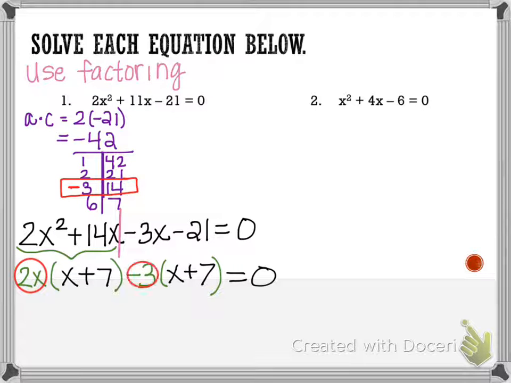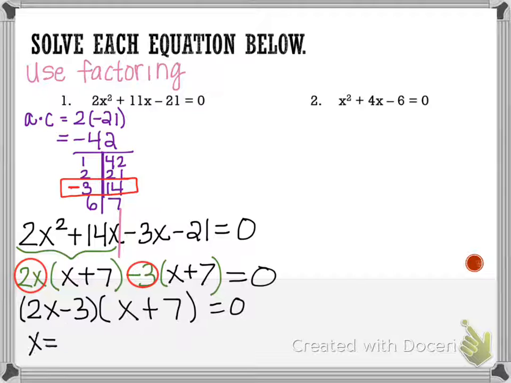So the 2x minus 3 makes up one of my binomials, and x plus 7 is the binomial that matches. So my factored form is 2x minus 3 times x plus 7. This gives me two solutions, x equals positive 3/2 or x equals negative 7.